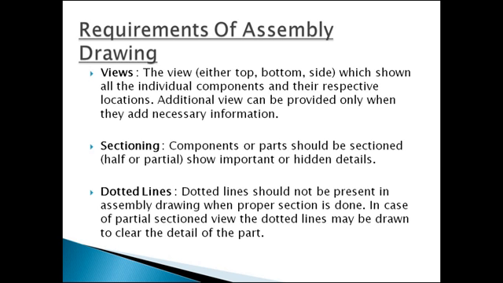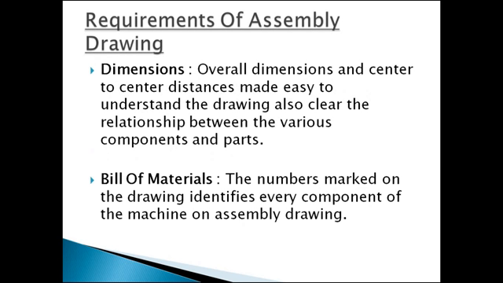Then the next one is dotted lines. Friends, dotted lines should not be present in an assembly drawing when a proper section is done. In the case of partial section views, dotted lines may be drawn to clarify the details of the part. So friends, most of the time we are not showing dotted lines in an assembly drawing. It is a practice like this.